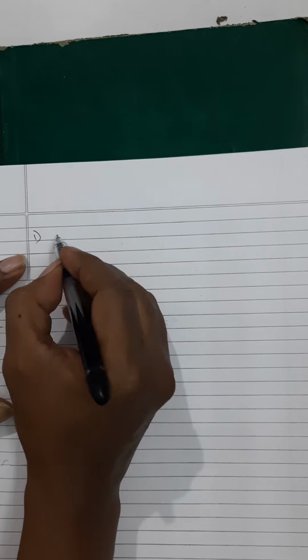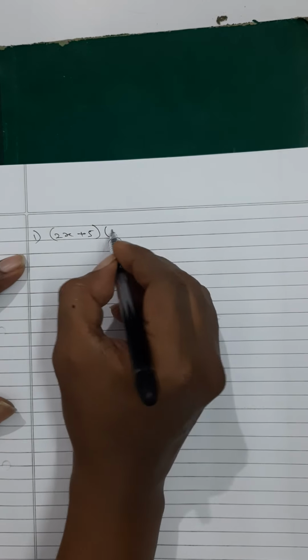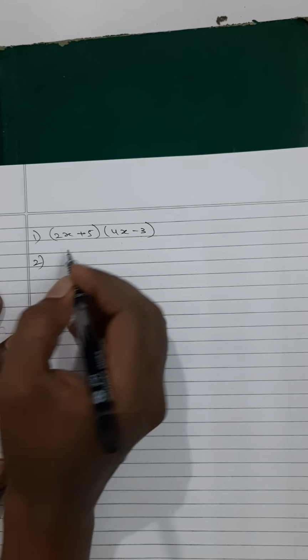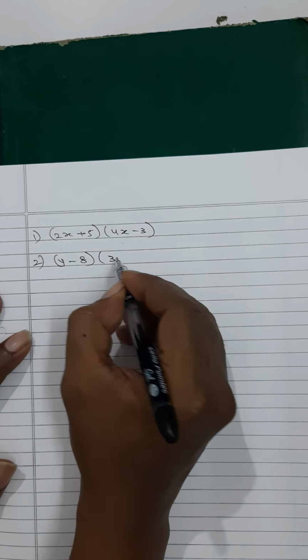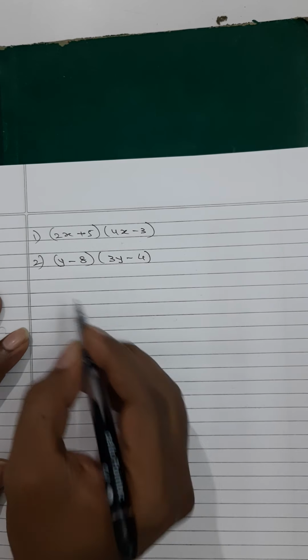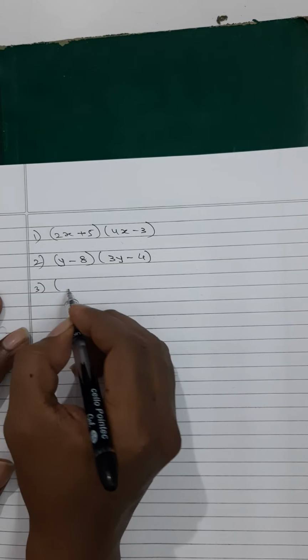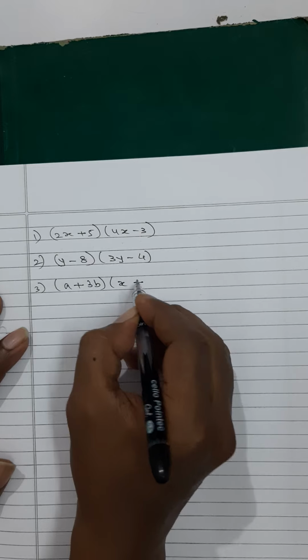Okay, now going with this, the first one I am giving you is 2x plus 5 into 4x minus 3. Solve this. Second one I want you all to do is y minus 8 into 3y minus 4. Then I want you all to do a plus 3b into x plus 5.